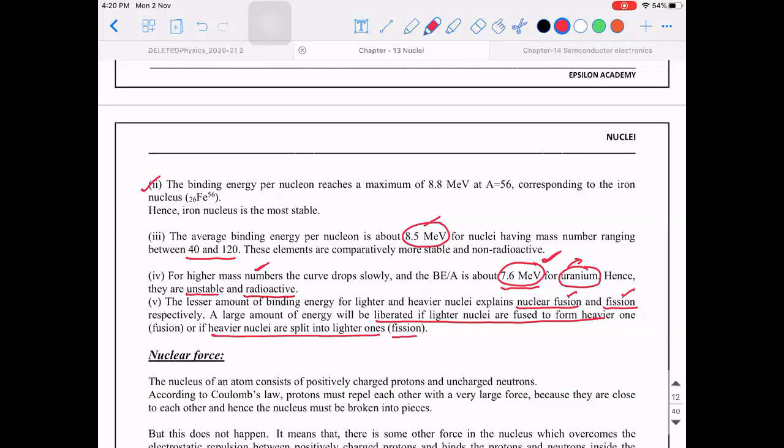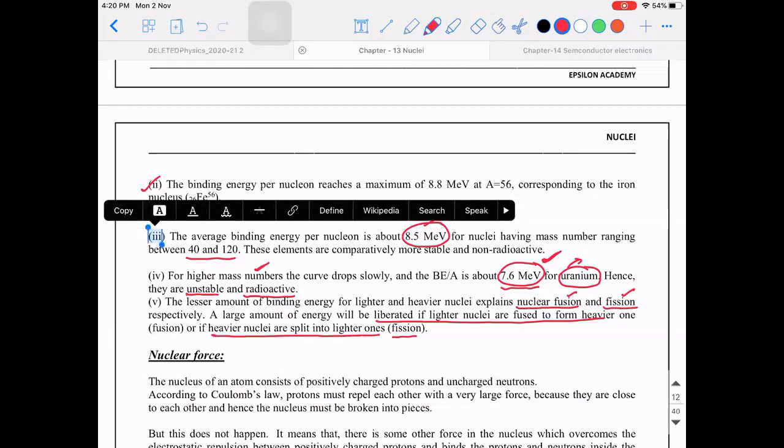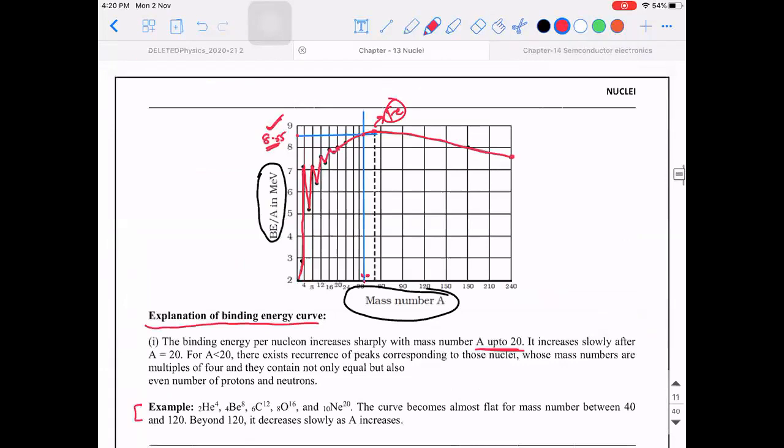In the first case, what will happen? If you have a lighter nucleus, they're talking about the nucleus somewhere over here, this column.